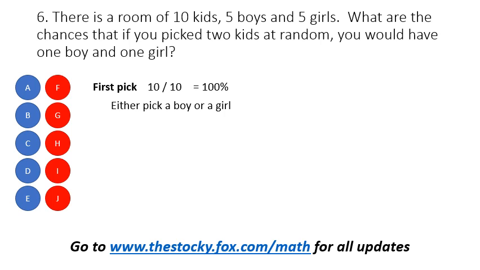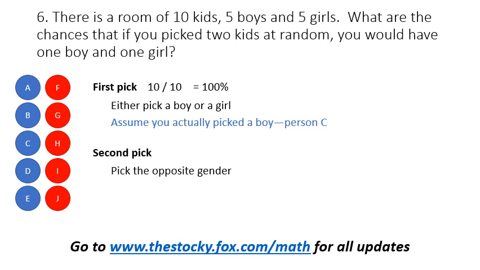But remember, you need to pick 1 boy and 1 girl. So the first kid you pick is either going to be a boy or a girl, so you're going to get that first pick right. Now let's assume, just for this problem, that we picked a boy. We picked person C. Now your second pick gets a little more complicated, because since you picked a boy first, you have to pick the opposite gender, so you need to pick a girl. And remember, you already picked that boy, who is person C. So now you need to pick a girl.